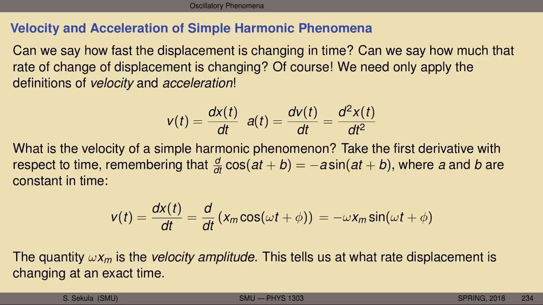Now the quantity omega xm is known as the velocity amplitude. It's the maximum velocity that the oscillatory phenomenon will ever physically have, in this case, in the x direction. This tells us at what rate displacement is changing at an exact time, this equation, v of t. And omega xm is the maximum velocity that this phenomenon will ever have.